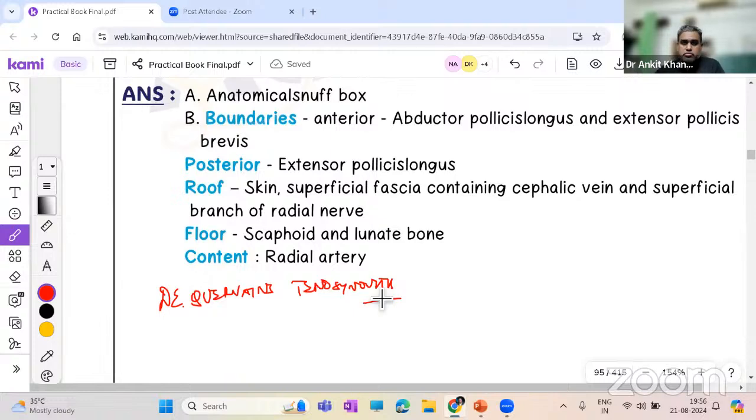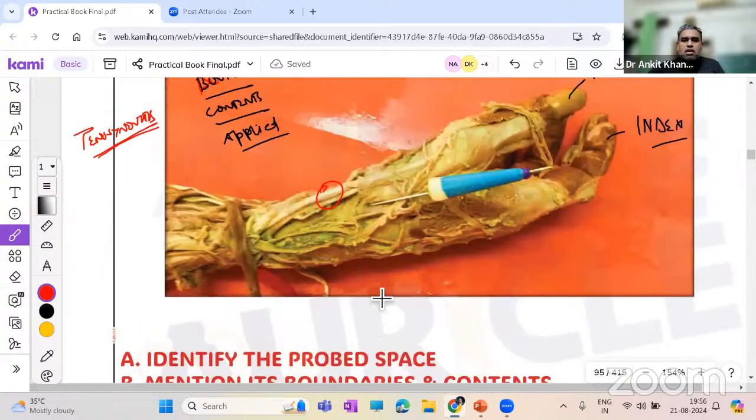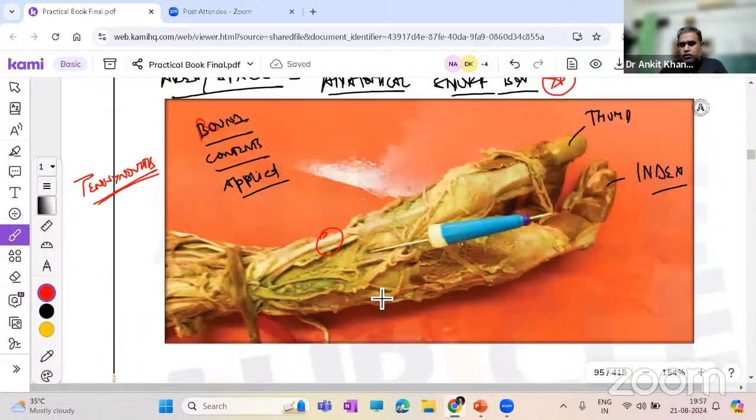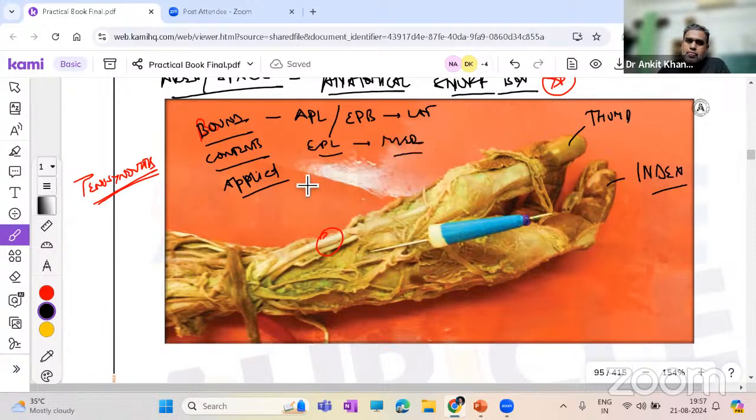So remember this. Okay, anatomical snuff box, one of the most important questions to be asked. Therefore, I'm showing you this image again. Boundaries, remember. Boundaries are abductor pollicis longus and extensor pollicis brevis, they lie on the lateral aspect. And extensor pollicis longus lies on the medial aspect. And the main content, only one major content, is the radial artery over here.